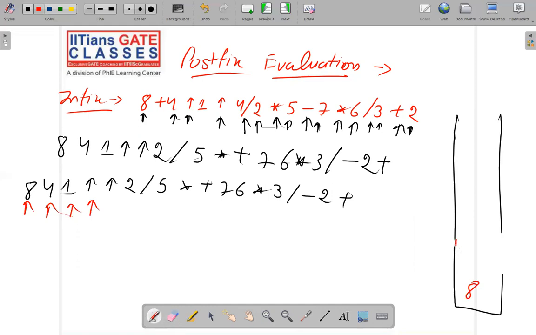It will pop 1 and 4. It will evaluate 4 to the power 1, which is 4, and push the 4 here. Now again power comes up. So it pops 8 and 4, and it does 8 to the power 4 and pushes it here again.